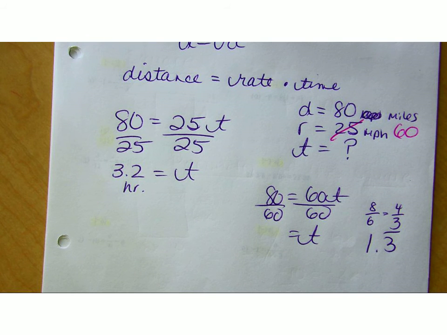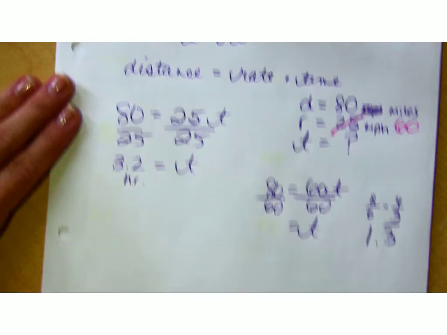Yeah. All right. So we're going to use this D equals RT formula, and you're going to tell your science teacher that your math teacher taught it to you. And we're going to talk about a canoe trip.